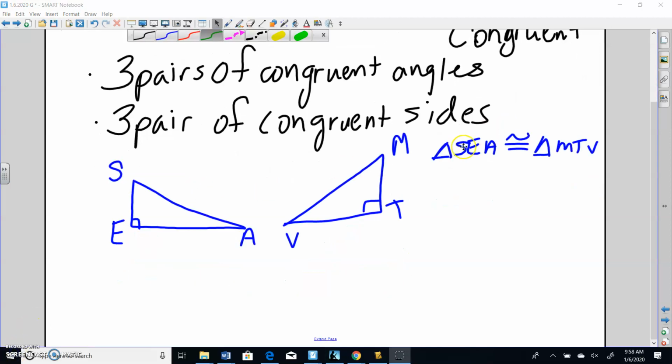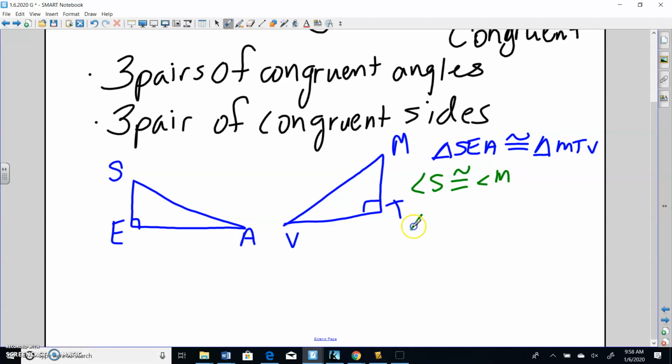Okay, so we said if we have congruent triangles, what has to be true is we're going to have three pairs of congruent angles, three pairs of congruent sides. So I started out with angle S. So angle S is going to be congruent to what angle on the second triangle? M, because S is in the first spot, M is in the first spot, so angle M. So I'm just going to go in order. Angle E is going to be congruent to what angle in the second triangle? T. And then angle A will be congruent to the only remaining angle, which is angle V.